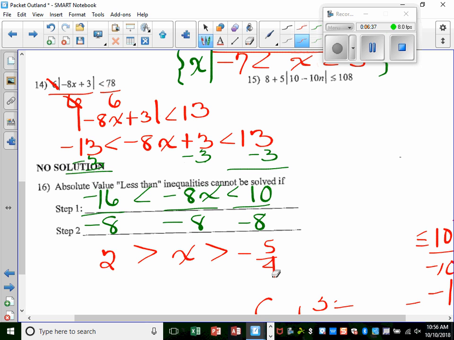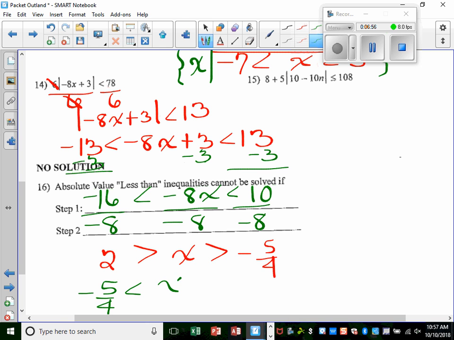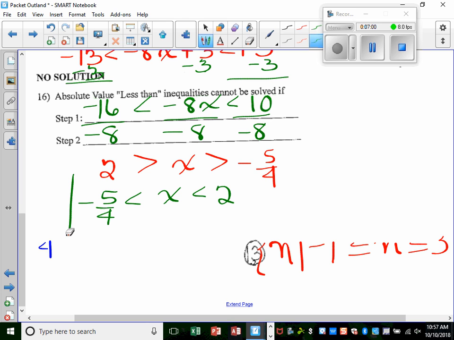Is that correct? Yes. So now this is not in set builder notation. Why? Two things. They're greater symbols, and then your least number is not written first. So now we reverse it again and say negative 5/4 is less than x, which is less than 2. Okay, and we put that in set builder notation.